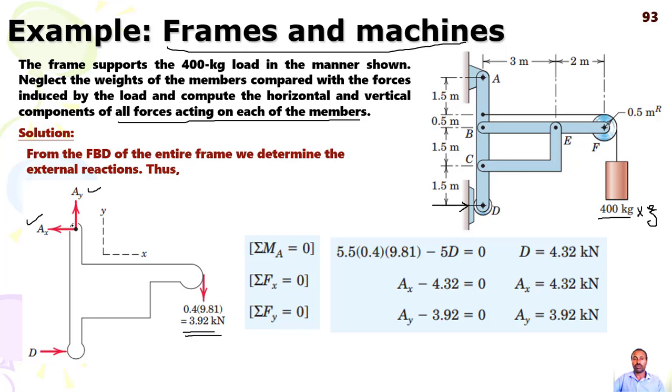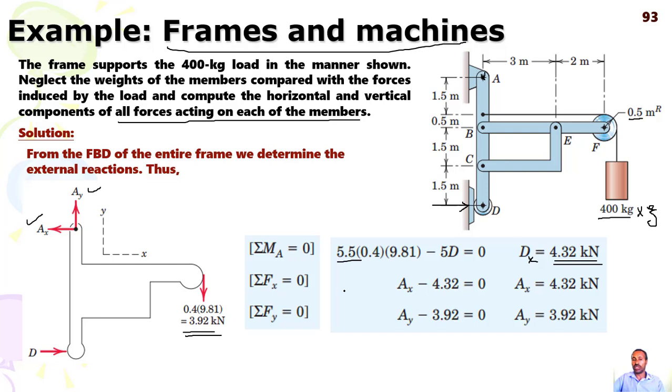So take moment at A, which has more unknown reactions, then D can be calculated, which is DX. This is DX, the horizontal force, which will be 4.32. Then, this is important, the distance. How do you get this distance? 3 plus 2 is 5, 5 plus 0.5 is 5.5. Clear? The perpendicular distance from here up to joint A.